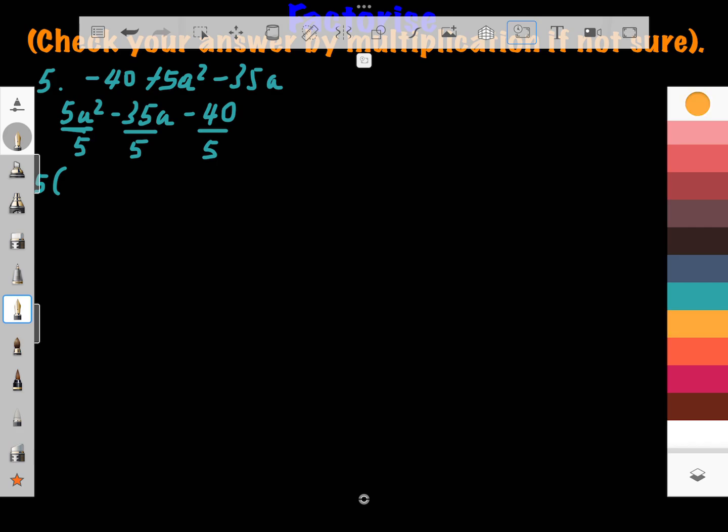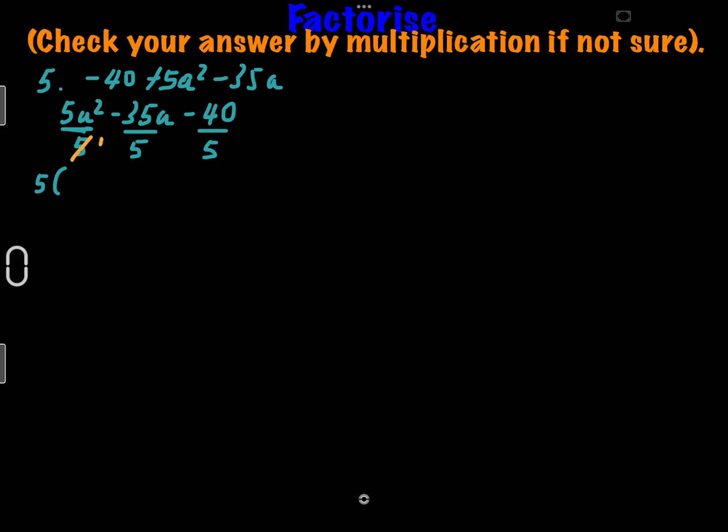So clearly by doing that, when we divide 5 by 5, it enters 1. So what remains is just simply a squared. 5 into 35 enters 7 times, so we remain with negative 7a. And notice this is in the parentheses. 5 into 5 enters once, 5 into 40 enters 8 times. So we have negative 8. Close bracket. We still have our 5 as our common factor, so we maintain that 5.